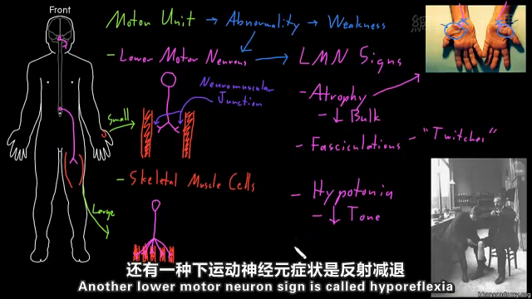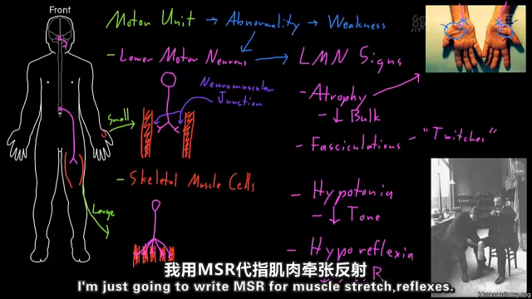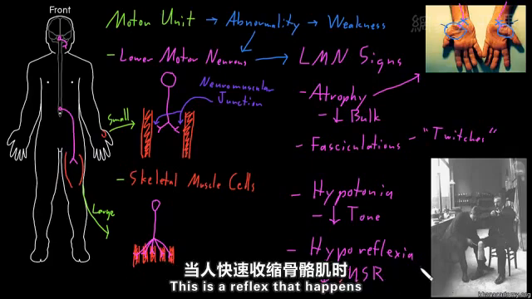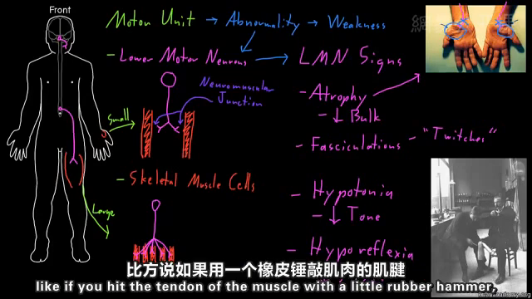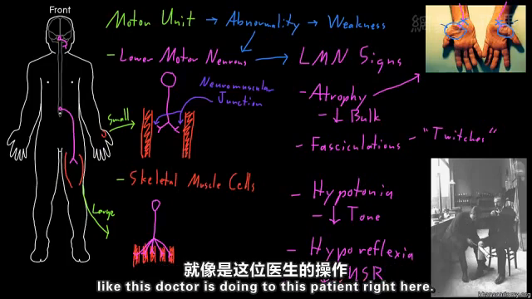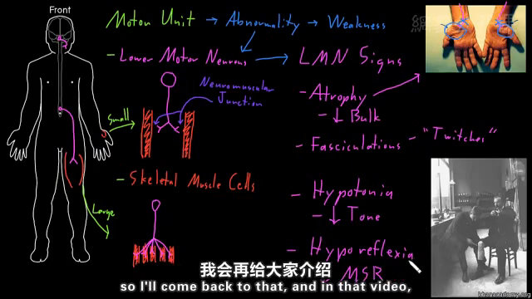Another lower motor neuron sign is called hyporeflexia. And this refers to decreased muscle stretch reflexes. I'm just going to write MSR for muscle stretch reflexes. And this is a reflex that happens if you rapidly stretch a skeletal muscle, like if you hit the tendon of the muscle with a little rubber hammer, like this doctor's doing to this patient right here. And I'm going to do a different video on the muscle stretch reflexes, so I'll come back to that.